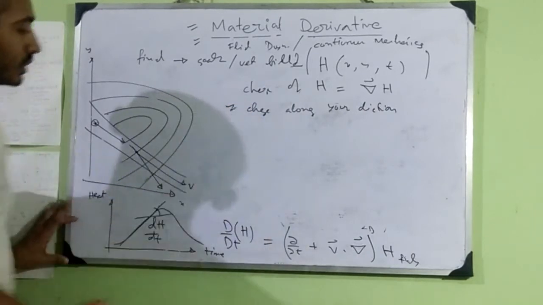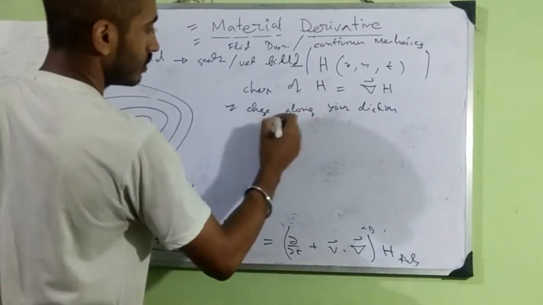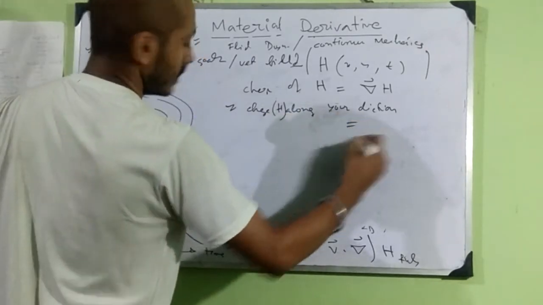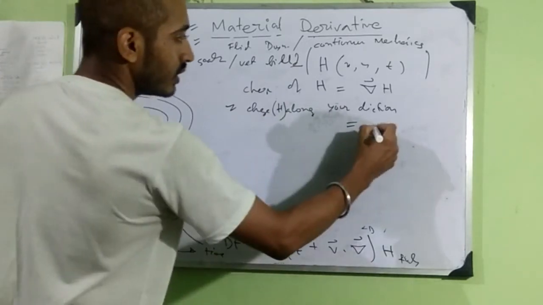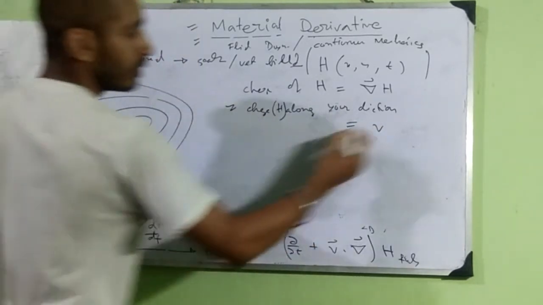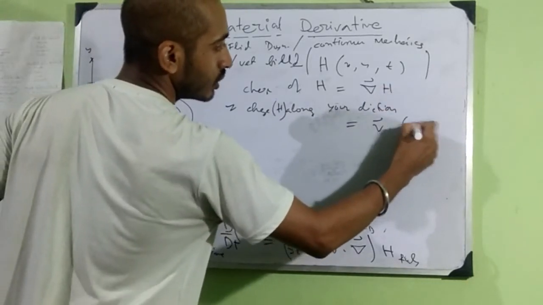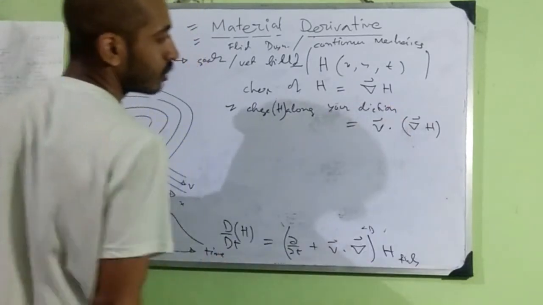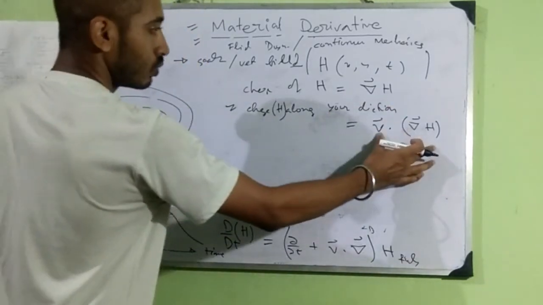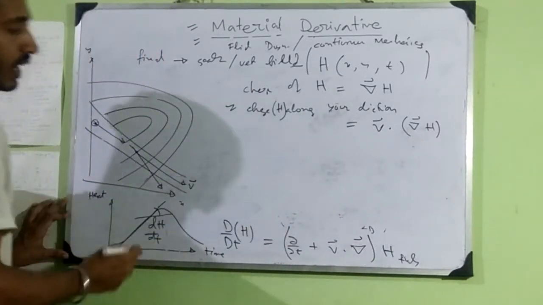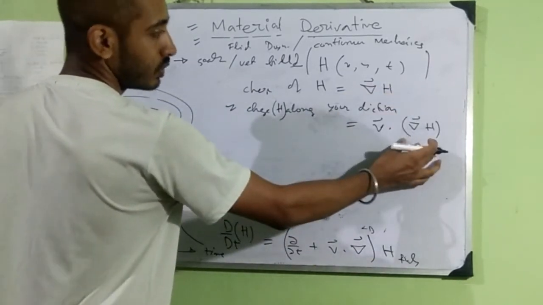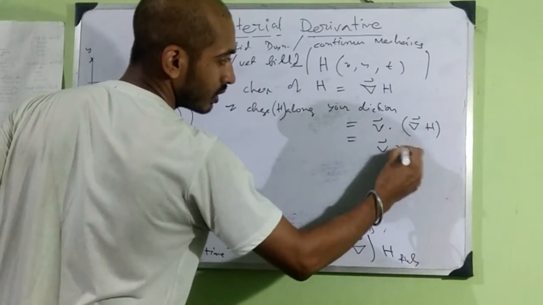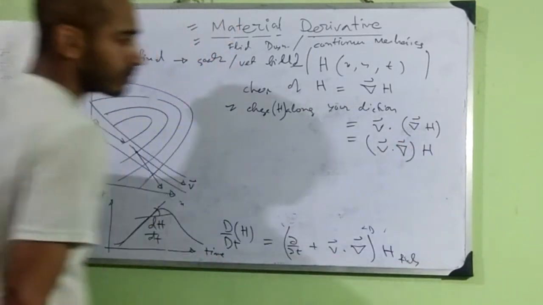We are considering the change of h along your direction. How much will it change? The velocity component that is in your direction, and this is the change. There is a dot. So the dot product of two vectors, that is your velocity vector and the gradient of h, both vectors, can be written as velocity dotted with the gradient of h.